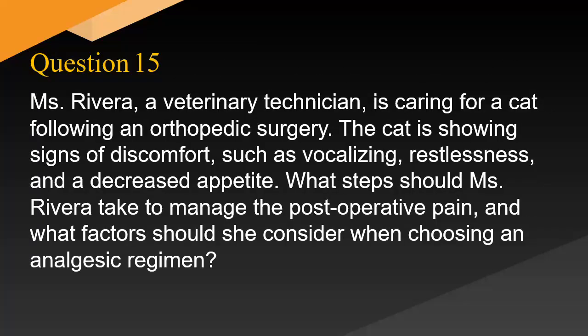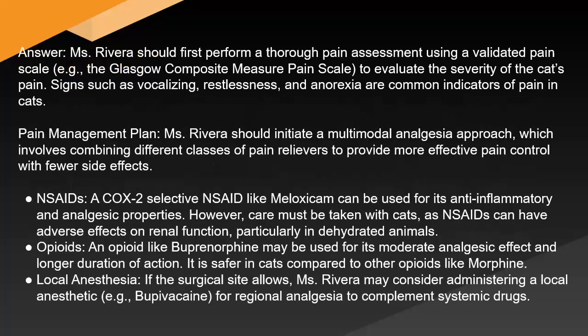Ms. Rivera, a veterinary technician, is caring for a cat following an orthopedic surgery. The cat is showing signs of discomfort, such as vocalizing, restlessness, and a decreased appetite. What steps should Ms. Rivera take to manage the post-operative pain, and what factors should she consider when choosing an analgesic regimen? Answer: Ms. Rivera should first perform a thorough pain assessment using a validated pain scale, e.g., the Glasgow Composite Measure Pain Scale, to evaluate the severity of the cat's pain. Signs such as vocalizing, restlessness, and anorexia are common indicators of pain in cats.